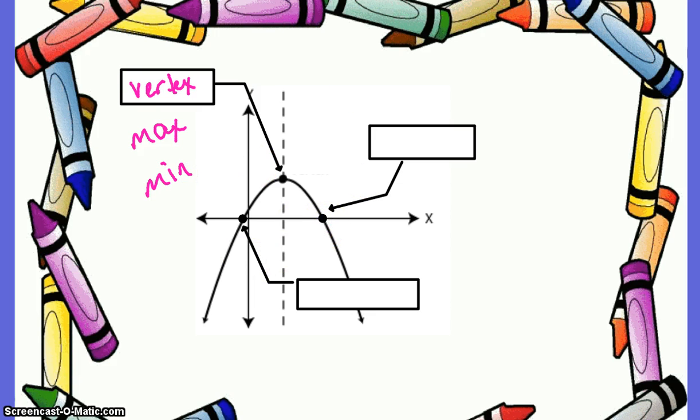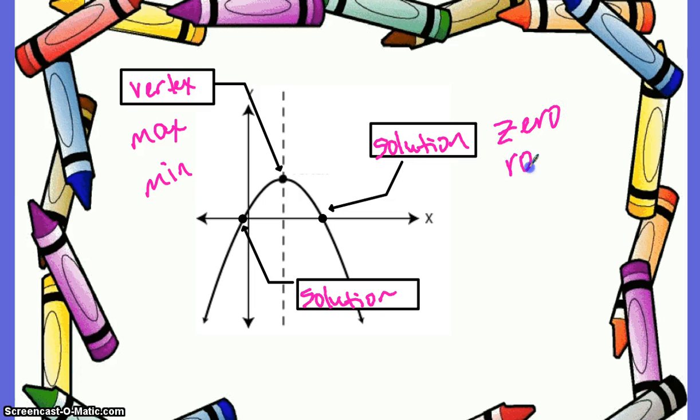You have 2 points where it crosses the x-axis. That is called your solution. This is also a solution. A solution can also be called a zero. It can also be called a root. It is your x-intercept.